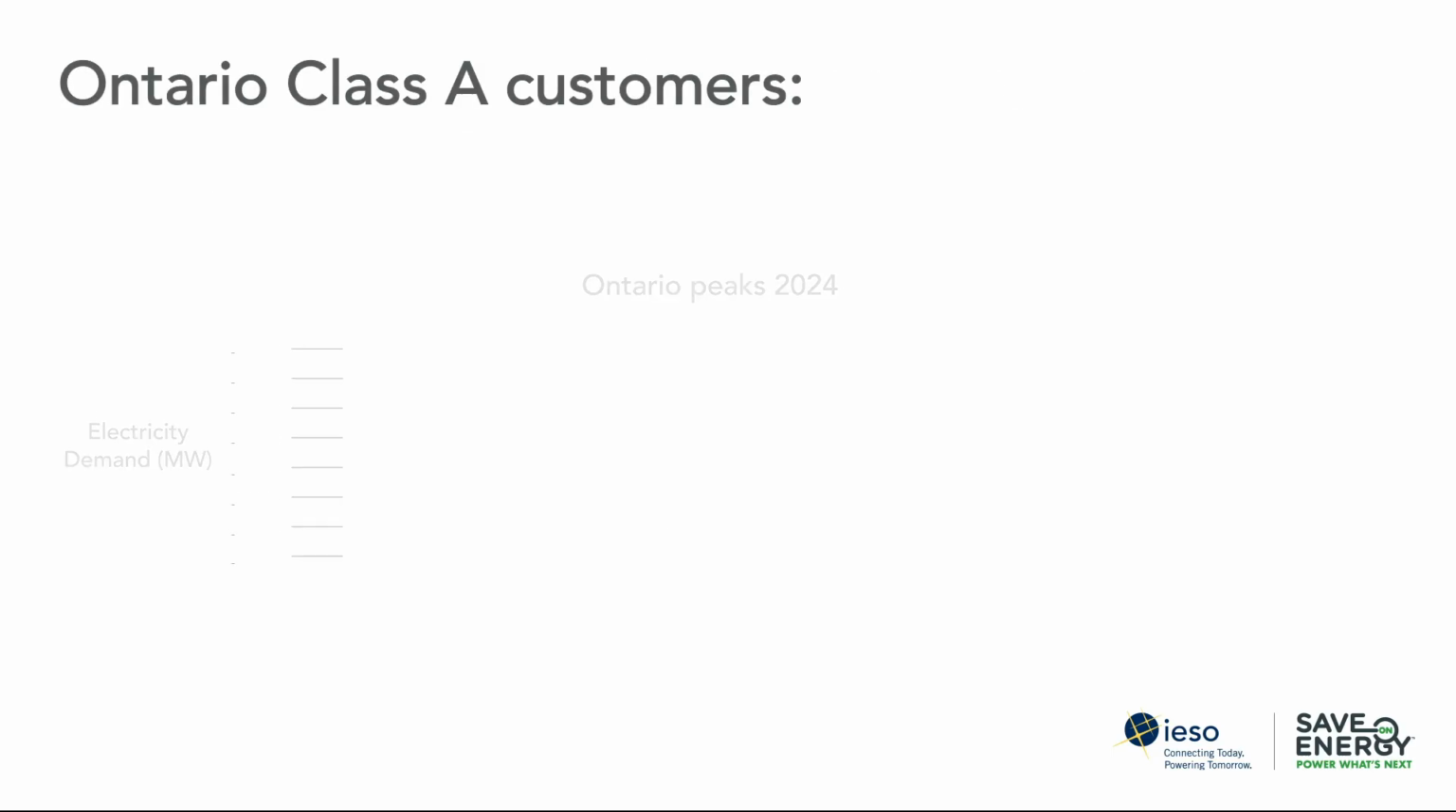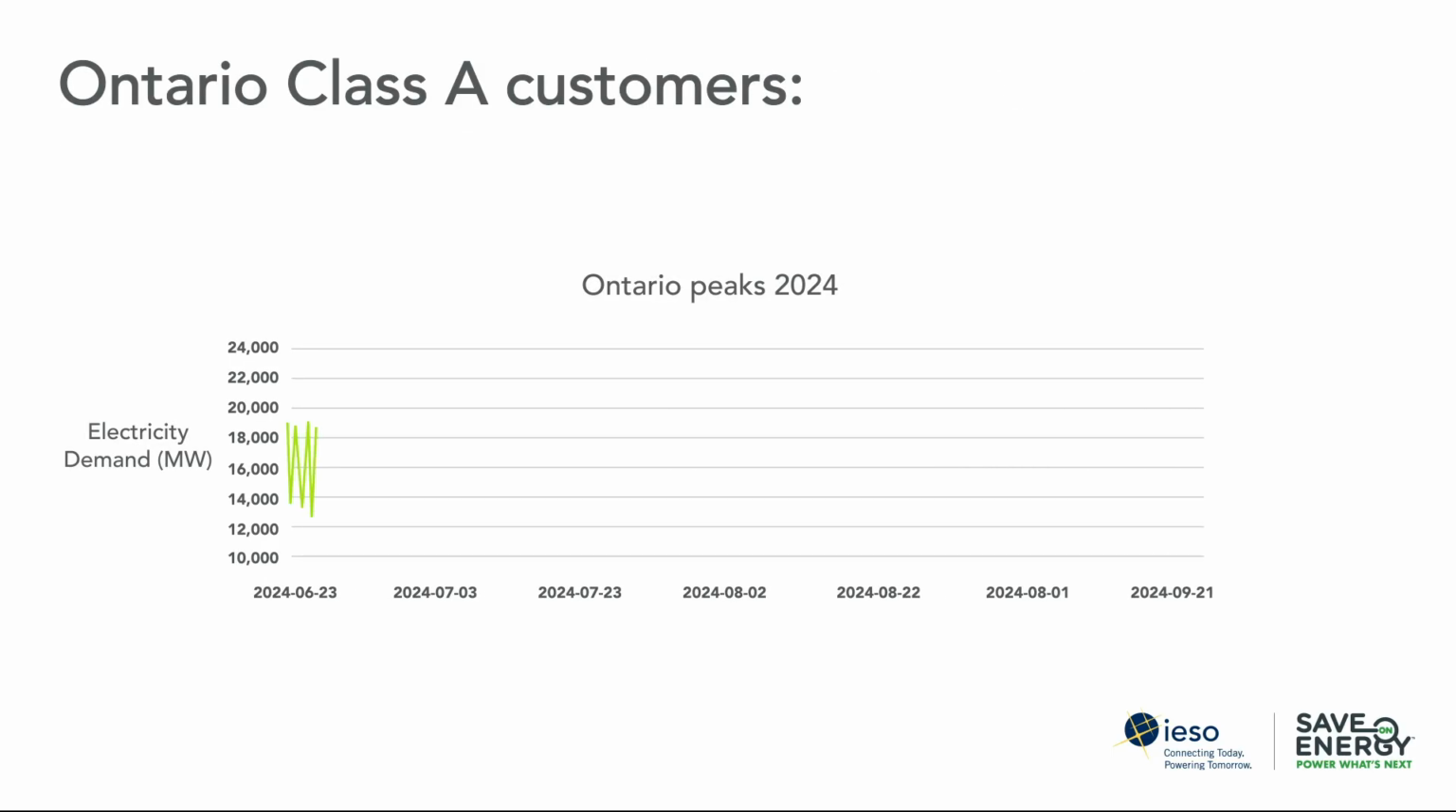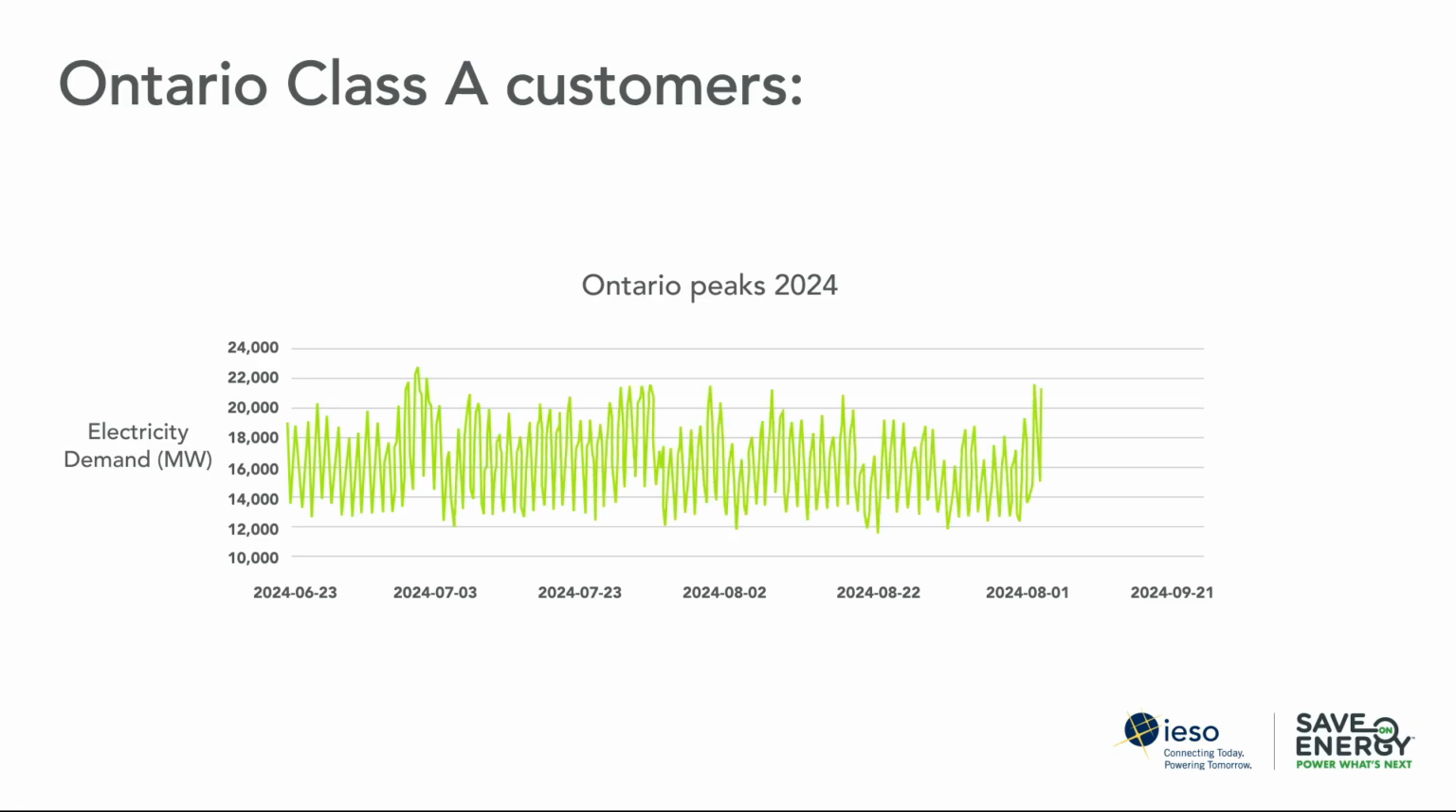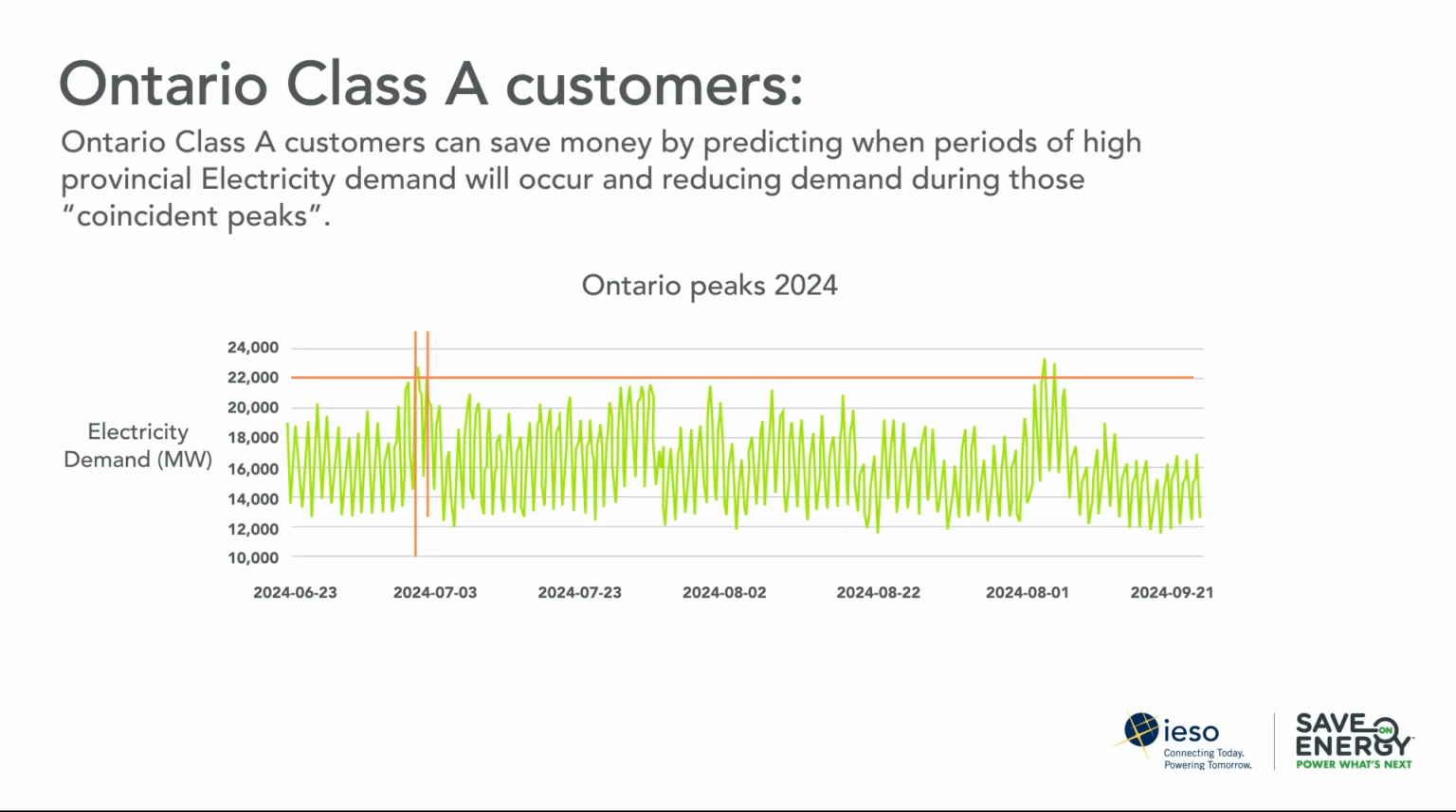Depending on your rate structure, you may also benefit from reducing demand at other specific times of the year. For example, Class A customers in Ontario can significantly reduce their annual electricity costs if they're able to reduce their demand on the grid during the 5 highest provincial demand hours of the year, known as coincident peaks. In this example, facilities need to predict when a peak may occur and respond accordingly.